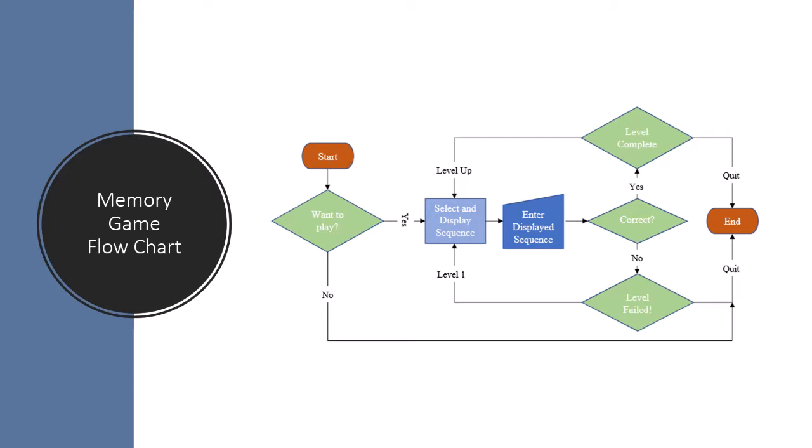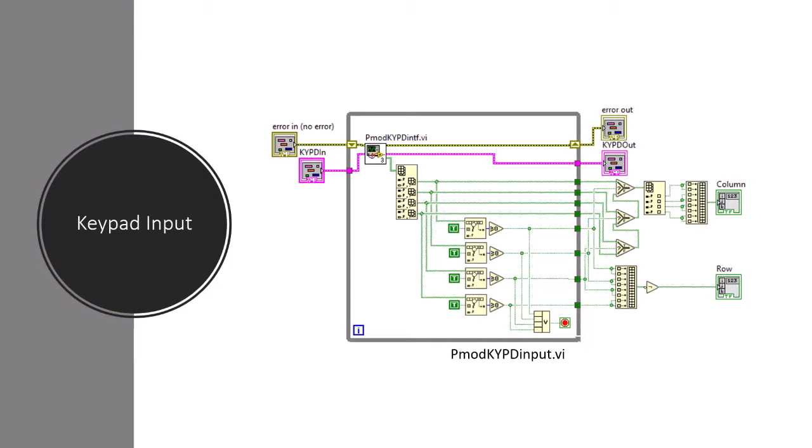The path followed by the game for every situation is shown in this flowchart. Now we'll take a look at the code that makes it work. If you recall, the output of the PMOD keypad interface VI is a 4x4 array of Boolean values. The PMOD keypad input VI indexes that output into its component 1x4 column arrays. Each of these arrays are searched for a true. When one is found, the while loop is stopped and the output arrays are built.